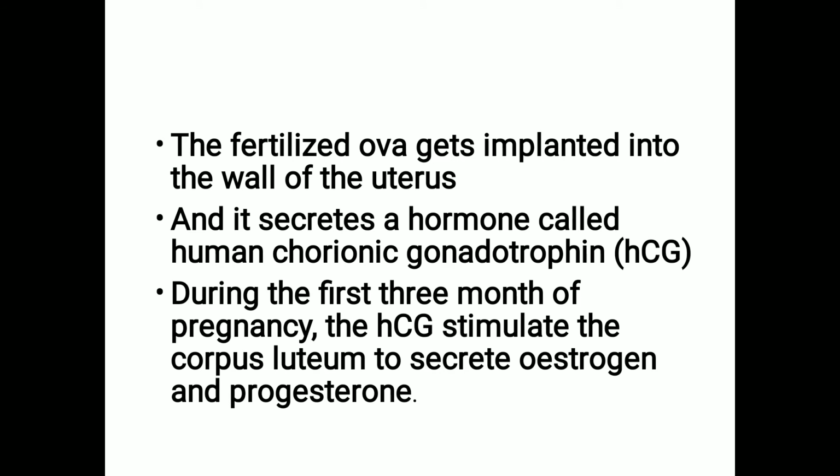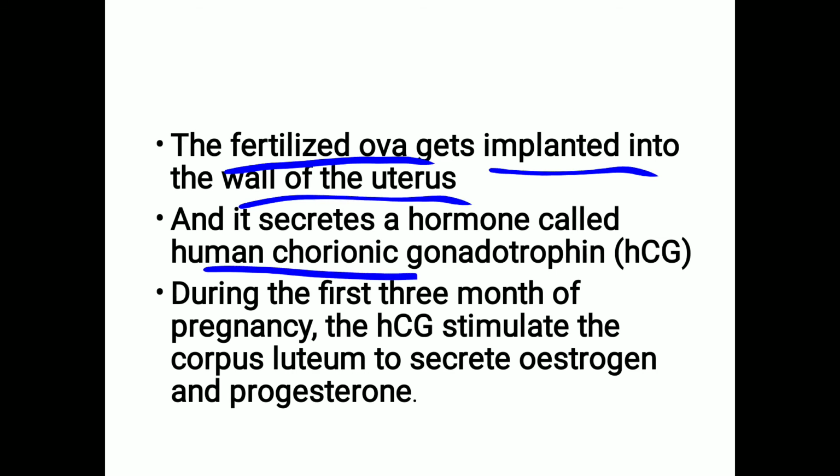If fertilization takes place, if the ovum meets the spermatozoa and is fertilized, then the fertilized ovum gets implanted into the wall of the uterus. It is moving through the uterine tube, entering the uterine cavity, and getting implanted into the endometrium of the uterus. The fertilized ovum, which is getting implanted into the uterus, secretes a hormone called human chorionic gonadotropin, HCG.